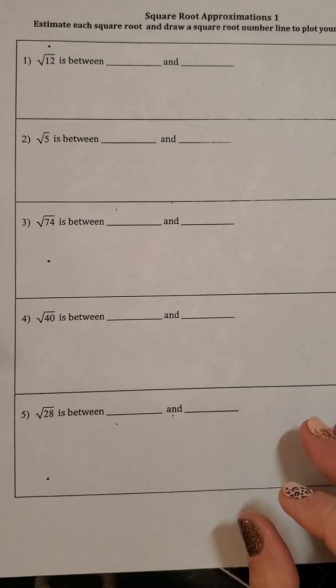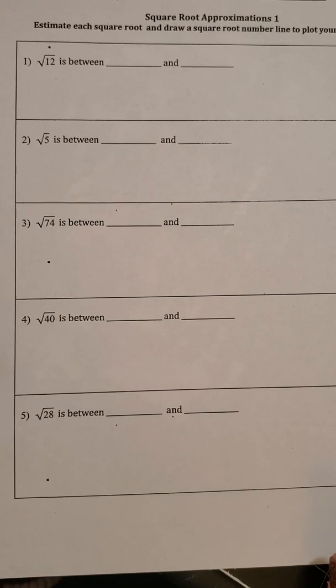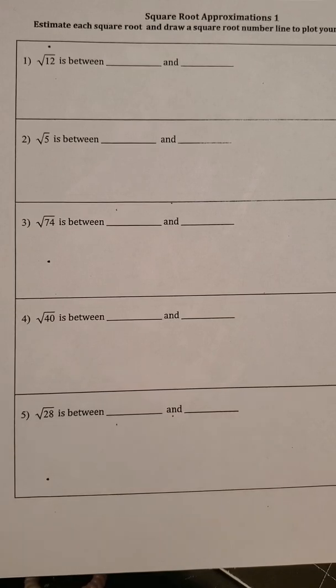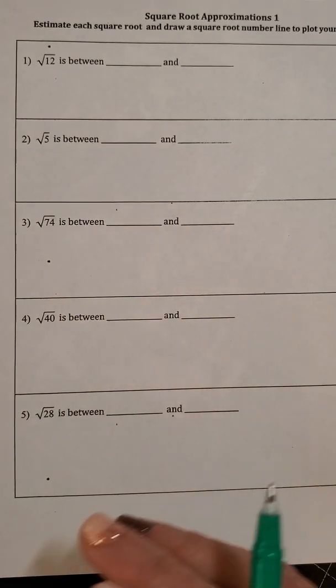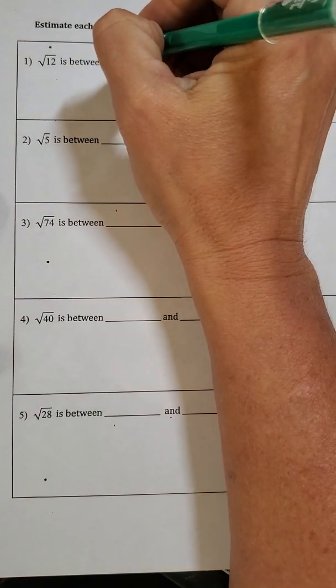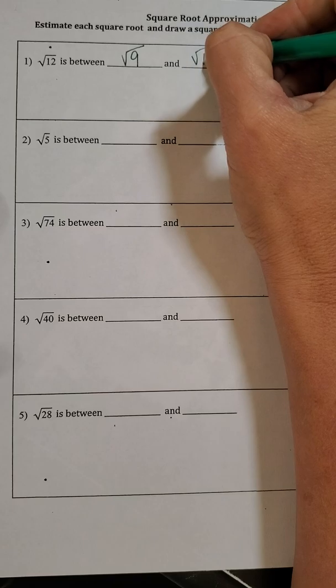So starting with number one, the square root of 12. Looking at our flow map, determine the two perfect squares and square roots that the square root of 12 is between. So the square root of 12 is between the square root of 9 and the square root of 16.